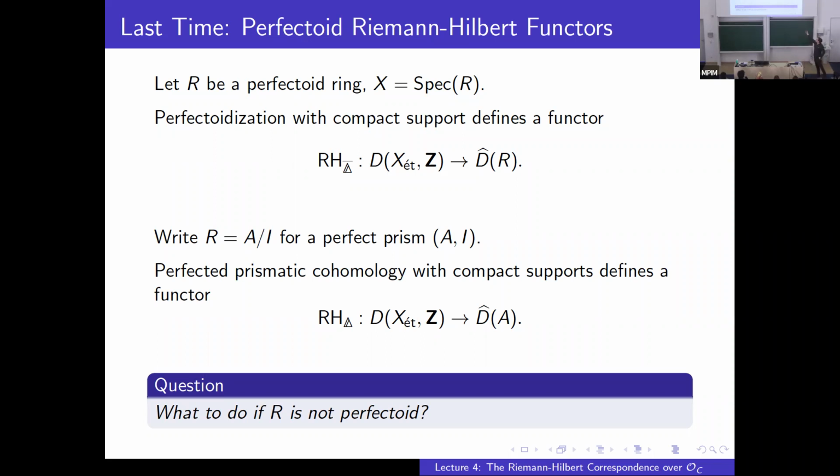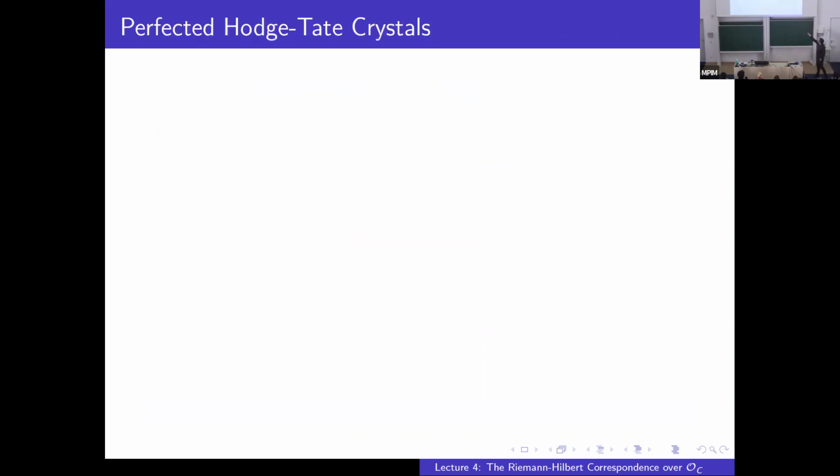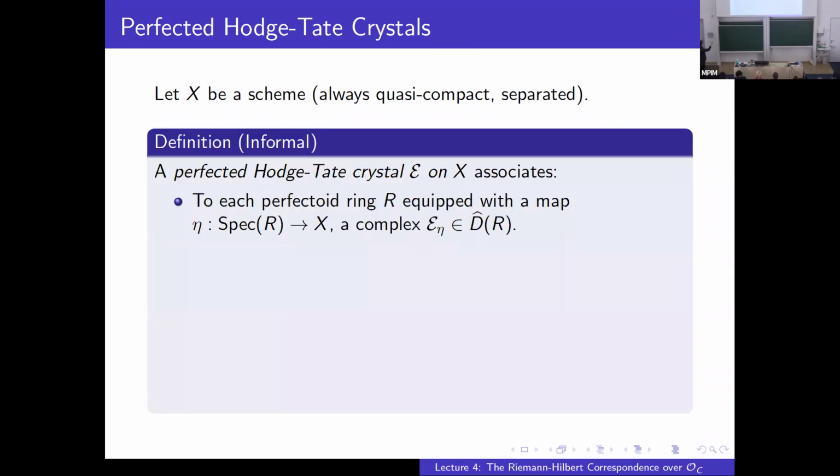Motivated by that, I want to make a definition, what I'm going to call a perfectoid Hodge-Tate crystal. So X is an arbitrary scheme. It's always going to be assumed to be quasi-compact and separated. And here's the informal definition. A perfectoid Hodge-Tate crystal is a rule. Anytime you have a perfectoid ring R and a map from Spec R into X, you're supposed to assign a complex of R-modules, which is p-adically complete.